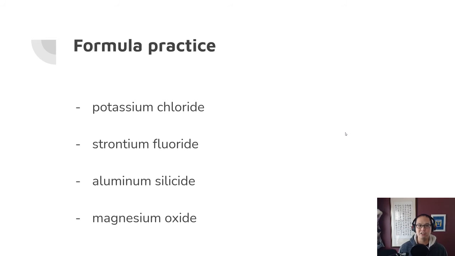All right, strontium fluoride. Strontium is +2 charge. Fluorine is a -1 charge. So what's strontium fluoride going to be? Sr +2, F -1, crisscross them. So it's going to be SrF2.